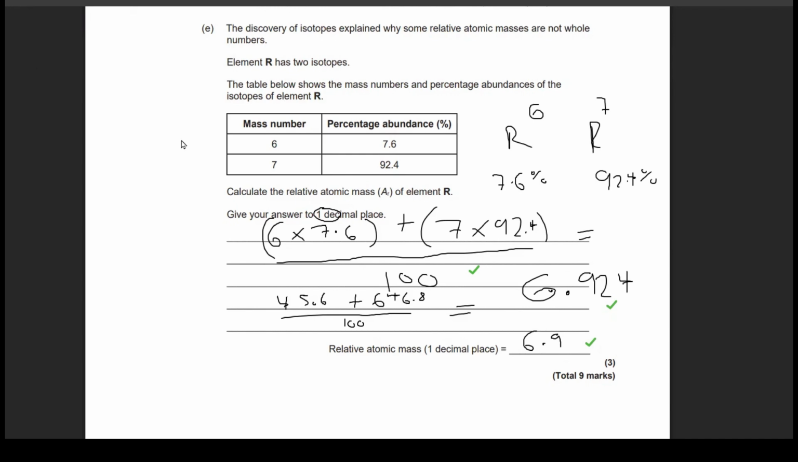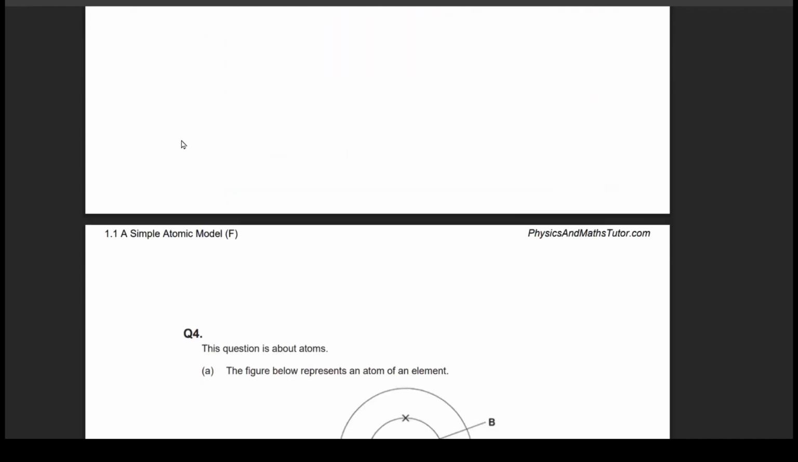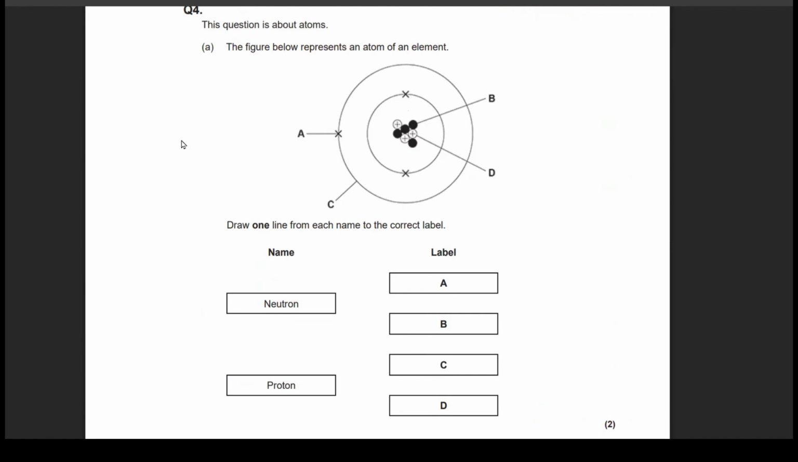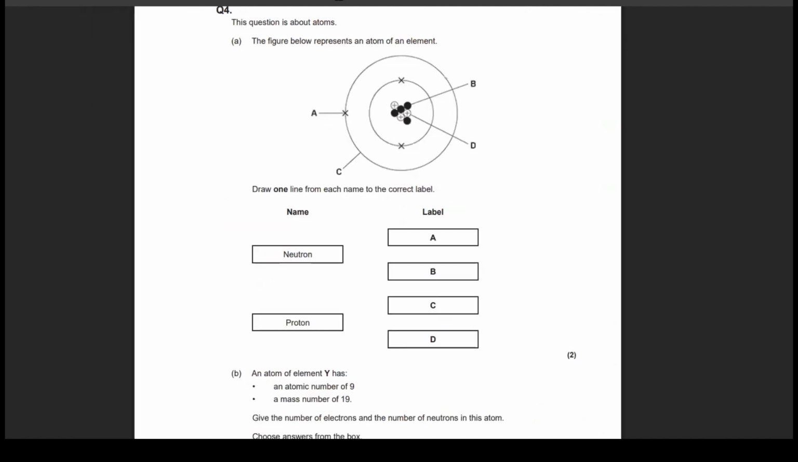Right, let's move on. Okay, let me shrink this down so we can get this whole question in. Right, question 4. This question is about atoms. The figure below represents an atom of an element. We've got neutrons, we've got protons. It looks like we've got electrons. Oh dear, I've kind of given the game away, haven't I? So let's look at this.